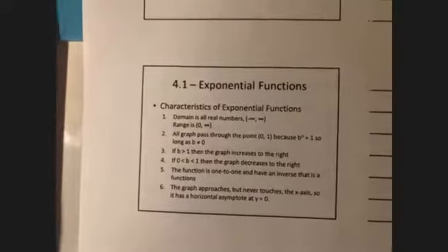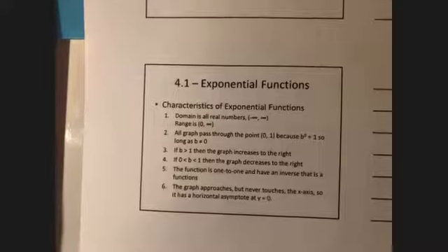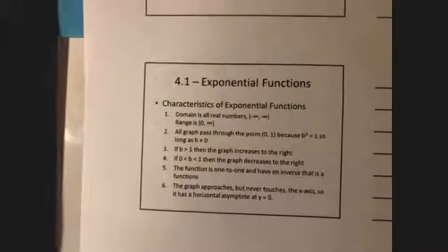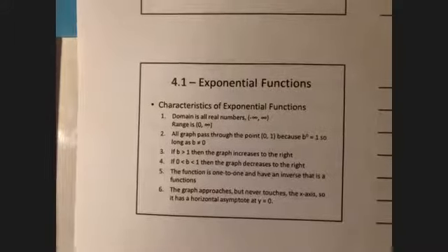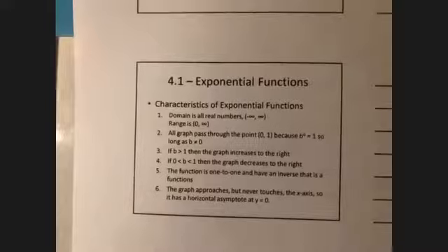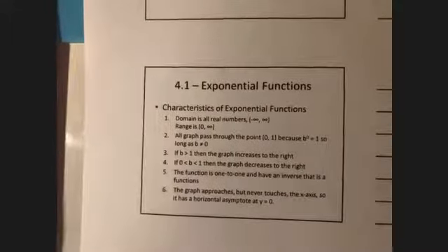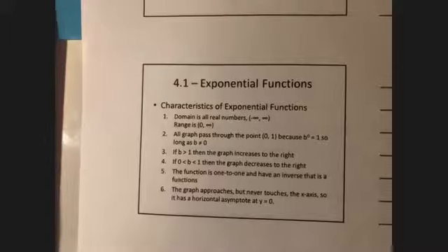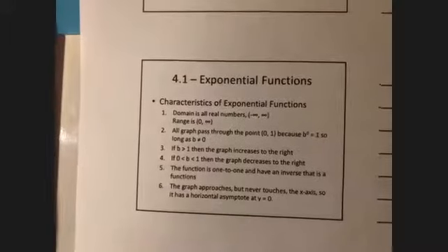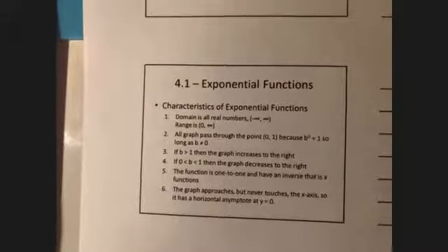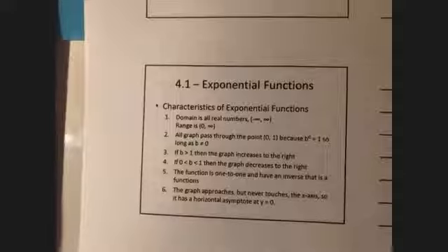Every graph is going to pass through the point (0, 1). And again, there's that rule: b to the 0 equals 1. I did it as an a, but it's the same thing. If b is greater than 1, then the graph is increasing as it goes to the right. That's the first graph style that I showed you. If b is between 0 and 1, then the graph decreases as it goes to the right. That was the second graph type that I showed you.